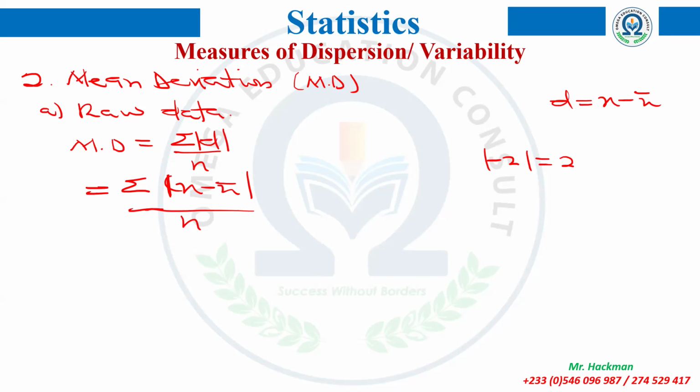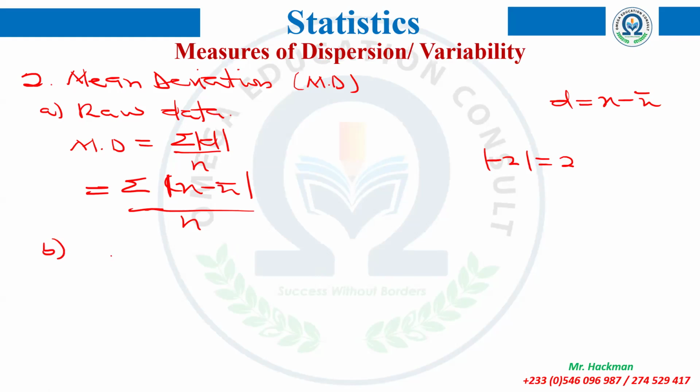So if you use absolute value to deal with the negative, which will make it positive, then you are looking for the mean deviation. The deviation is x minus x bar: the deviation of each observation from the true mean, not from the assumed mean. Okay, and that will be it. So this will be the raw data formula. We'll start using it very soon.